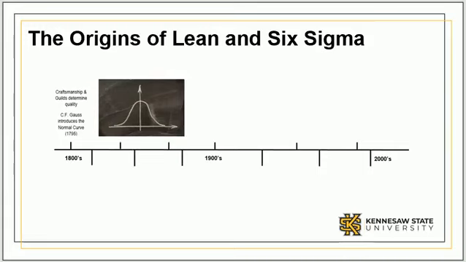In 1795, German mathematician C.F. Gauss identified the normal curve while trying to develop a predictive model for defects. The normal curve is one of the most powerful statistical tools used today and is the foundation for tools like statistical process control.